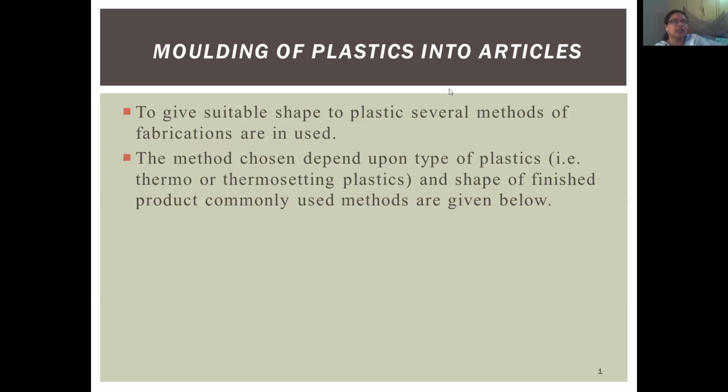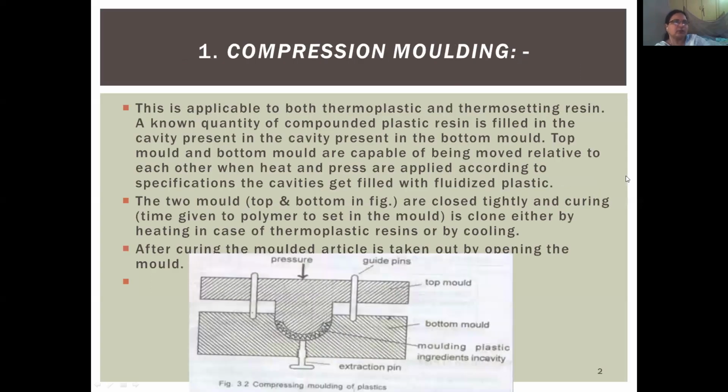Right. And the commonly used methods for the shape of the finished product are given here. In our syllabus we have compression molding and injection molding. Actually, we have still more methods like extrusion molding and blow molding. So there are different techniques of fabrication which one can use to prepare a plastic material from the mold.